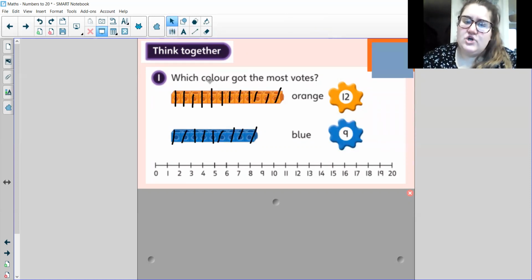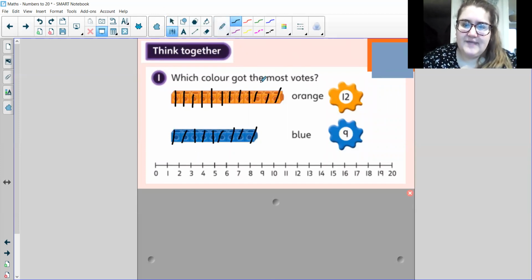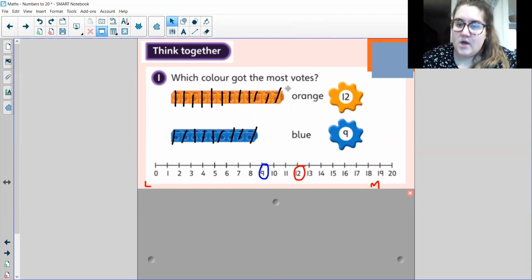So which colour got the most votes? So if blue got 9 votes and orange got 12, okay, and if we think most is down here and sort of least is this end, which colour got the most votes? Was it orange or blue?